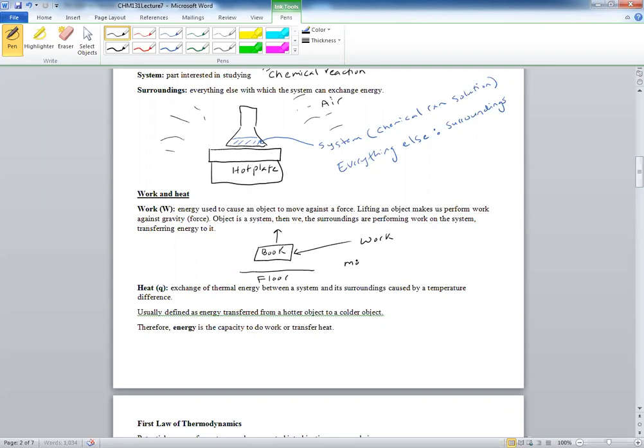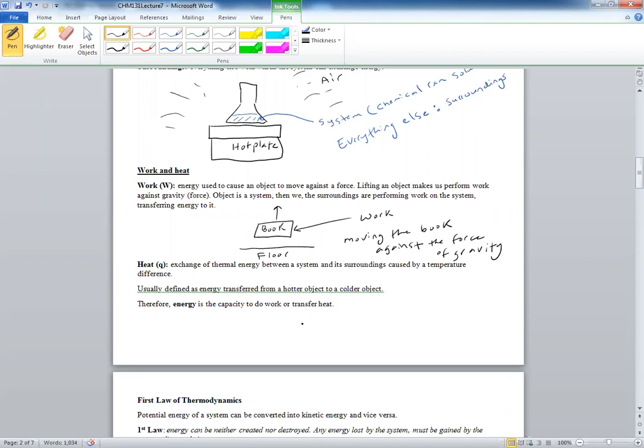In this case, you're moving the book against the force of gravity. Pushing something. But remember, it has to involve a distance. It has to involve a distance. So if you push against the wall, then there's no work because there's no distance. But the more important one is heat.